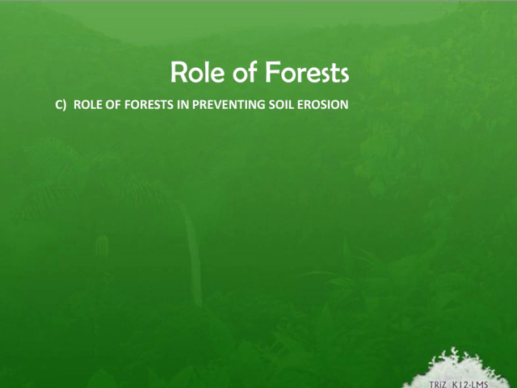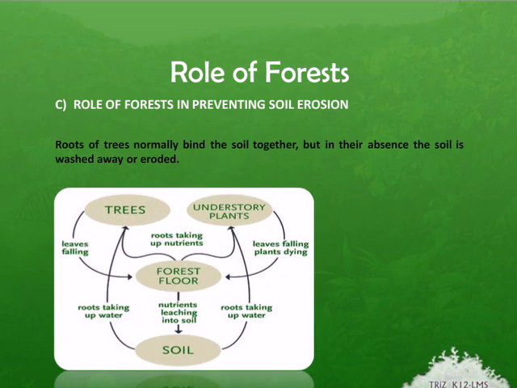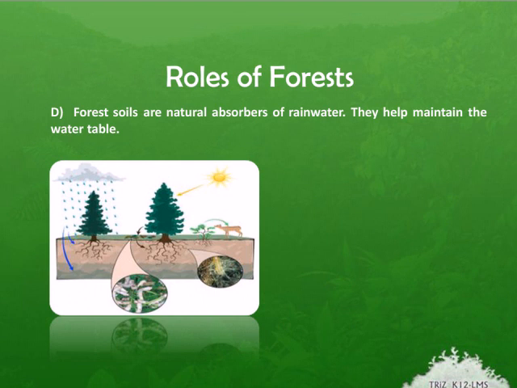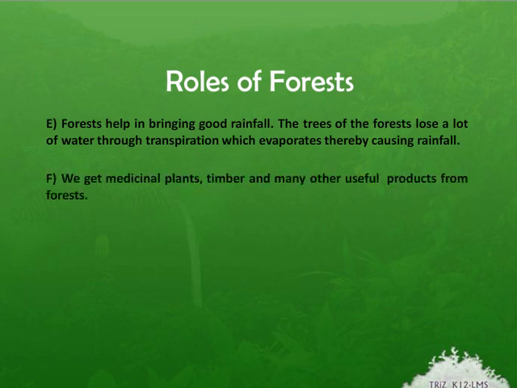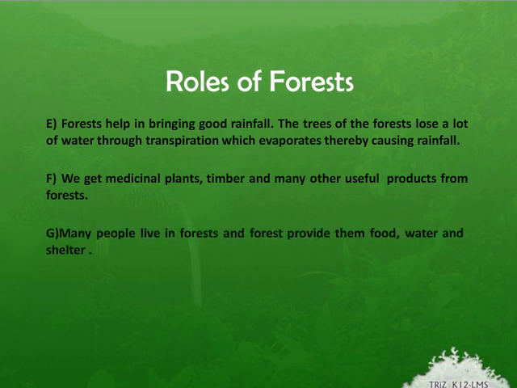Role of forests in preventing soil erosion. Roots of trees normally bind the soil together, but in their absence, the soil is washed away or eroded. Forest soil are natural absorbers of rainwater. They help maintain the water table. Forests help in bringing good rainfall. The trees of the forest lose a lot of water through transpiration, which evaporates, thereby causing rainfall. We get medicinal plants, timber, and many other useful products from forests. Many people live in forests, and forests provide them food, water, and shelter.